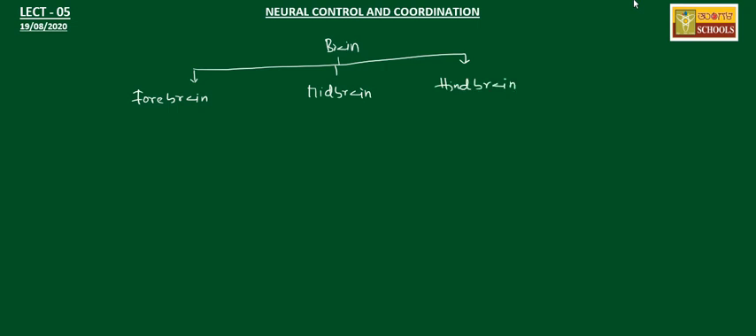So here the human brain is mainly divided into three regions. One is forebrain, the second one is midbrain, and the third one is hindbrain. The forebrain is called prosencephalon. Midbrain is called mesencephalon, whereas the hindbrain is called rhombencephalon.